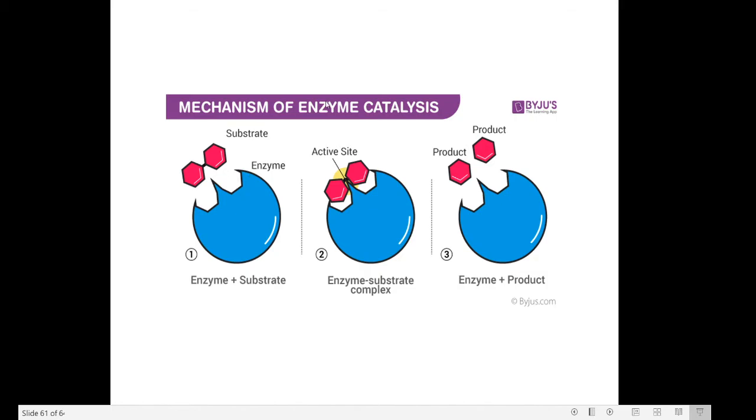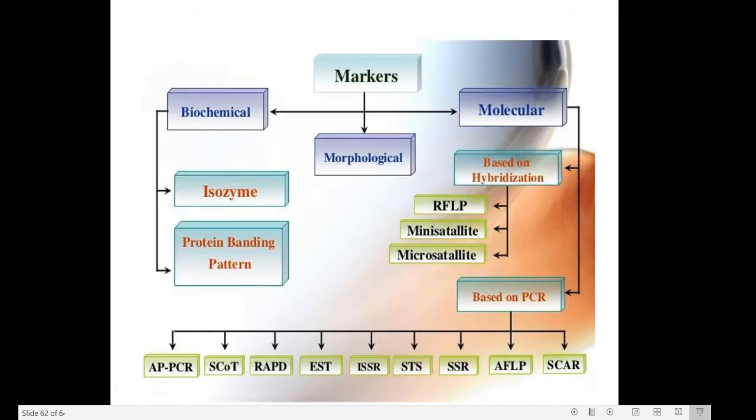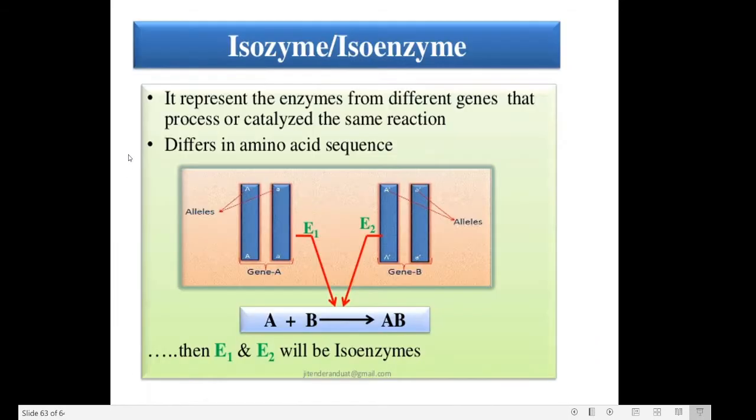Sometimes enzymes having the same structure and function are called isoenzymes. So this image represents the isoenzymes concept. Isoenzymes are enzymes from different genes where the process and catalysis are the same. Genes A and B producing the same enzyme, with the same structure and function, are called isoenzymes.